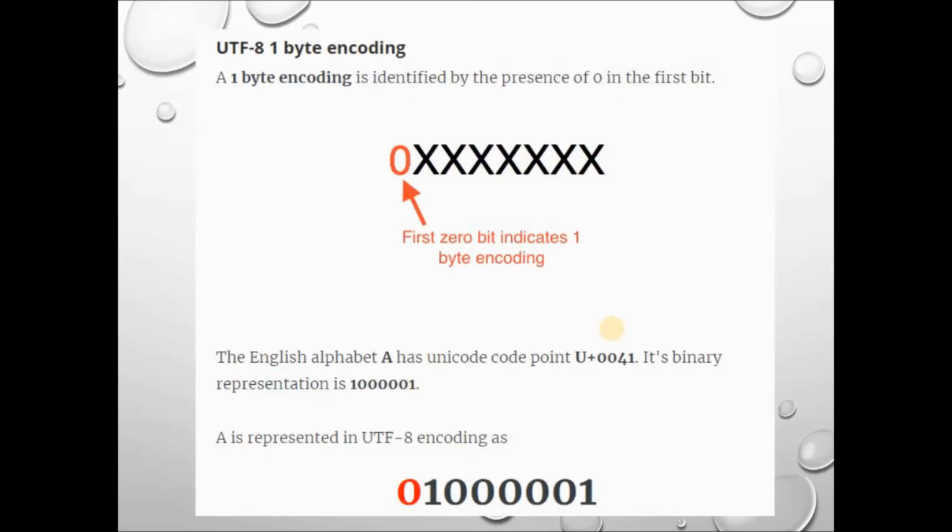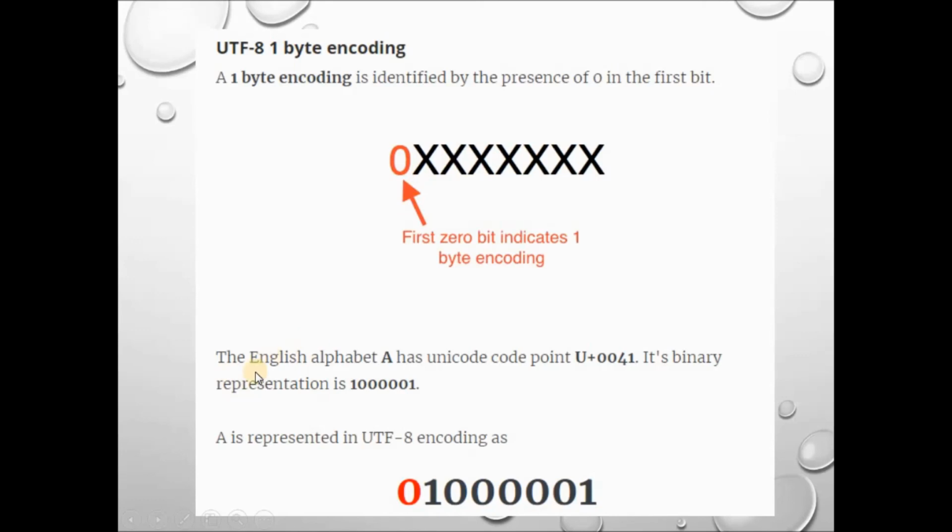Here you see UTF-8 1 byte encoding. We have already discussed bit and byte. A bit means 0 or 1. If there are 8 bits, that is called a byte. So 8 bits equal 1 byte. For 1 byte encoding, that means 8 bits, and before the bits we have to write a 0.